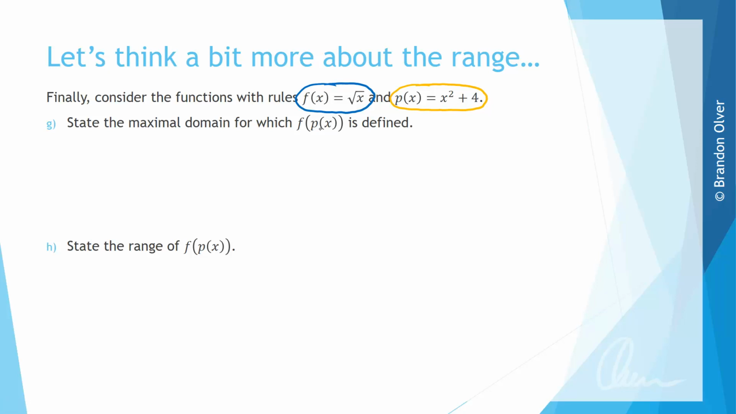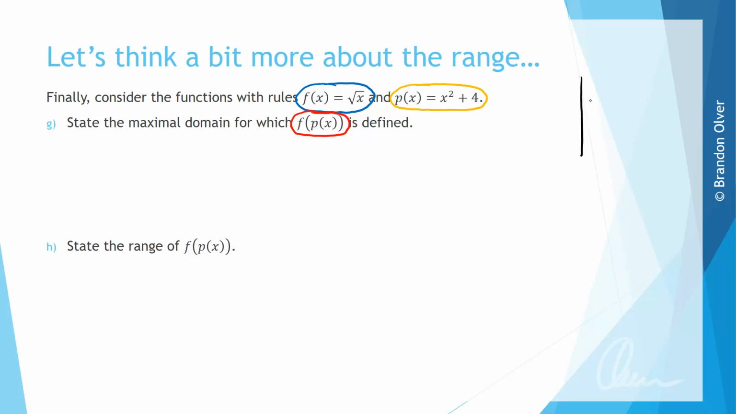And the composite function this time is f of p of x, and we're going to continue to do that composite function in red. For part G, we're asked to find the maximal domain for which f of p of x is defined, and for part H, we're going to state the range of that composite function. So up next, we're going to do a few quick sketches of the graphs that we have under consideration.